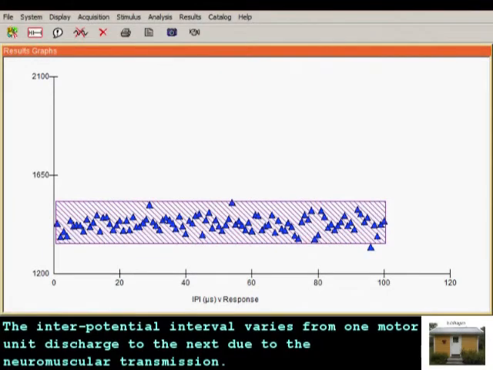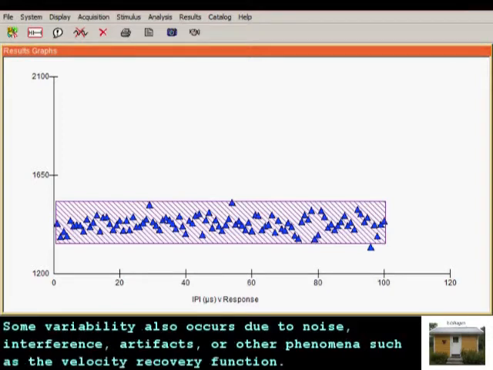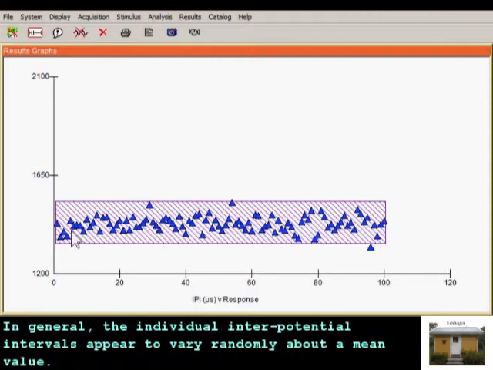The interpotential interval varies from one motor unit discharge to the next due to the neuromuscular transmission. Some variability also occurs due to noise, interference, artifacts, or other phenomena such as the velocity recovery function. In general, the individual interpotential intervals appear to vary randomly about a mean value.